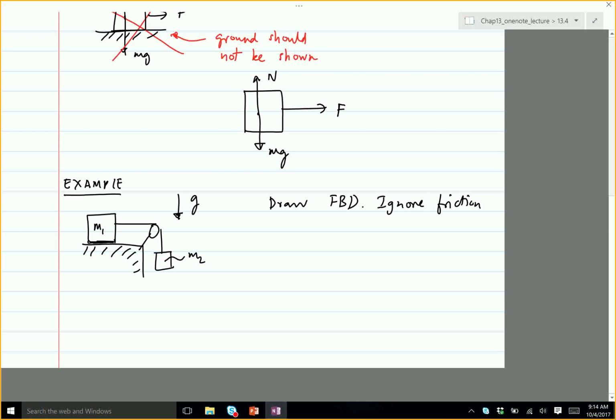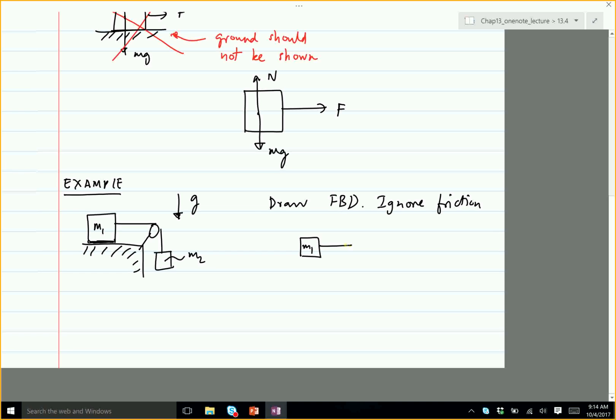Okay, so there are multiple ways to draw free body diagrams. First of all, you note that there are two masses, and when you have F equals ma, there's an m there. So you want to think of drawing free body diagrams for M1 and M2. So there are really three free body diagrams you can draw. You can draw a free body diagram for M1.